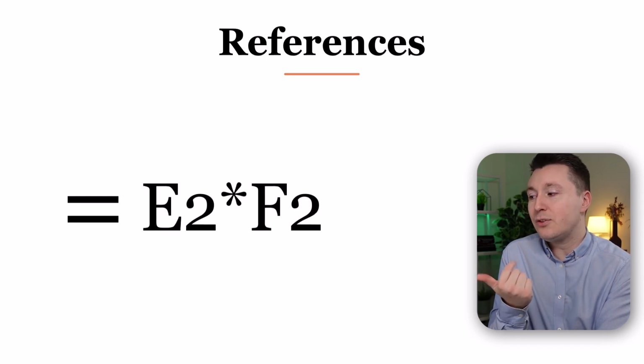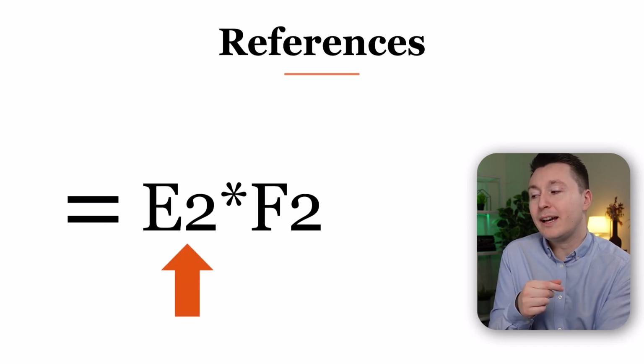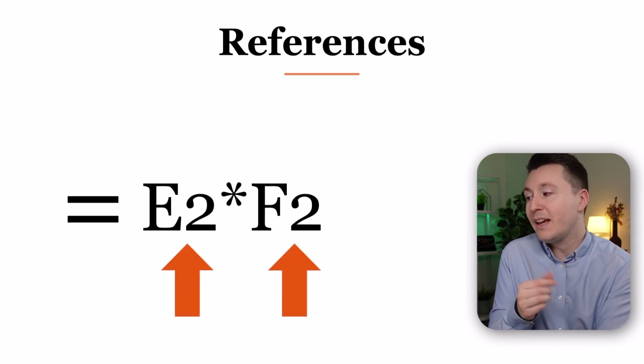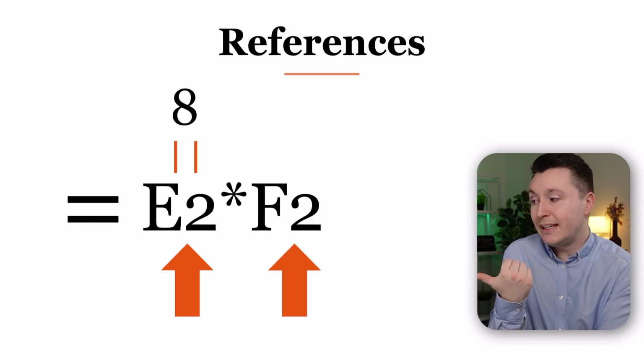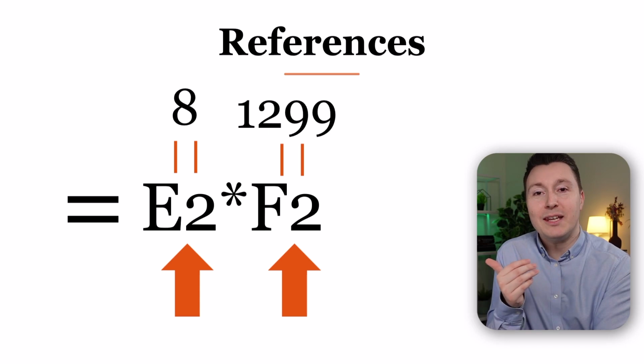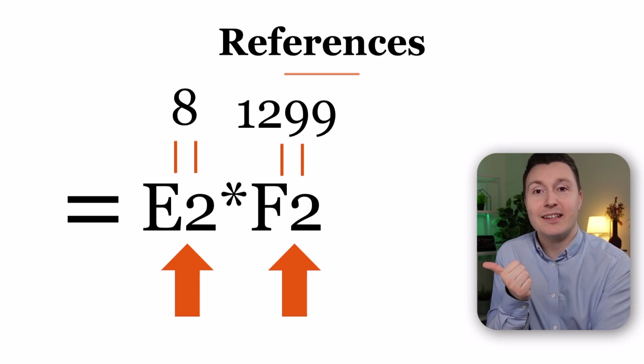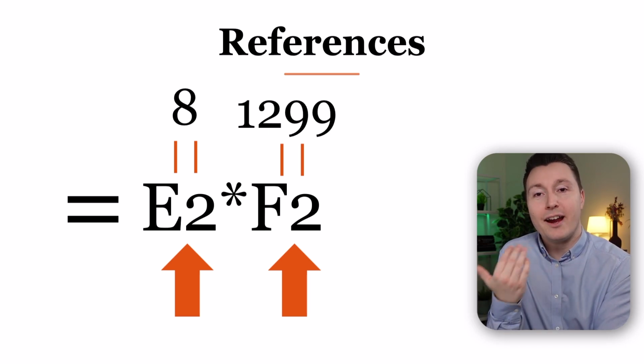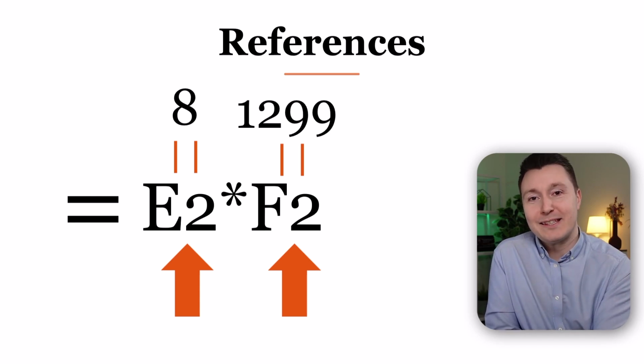So we have E2 times F2. So the contents of E2 multiplied by the contents of F2. And the contents are actually 8 in E2 and 12.99 in F2. And that means that the calculation is actually the exact same as when I hard-coded the numbers into the formula. But there are a lot of advantages to doing it like this instead.